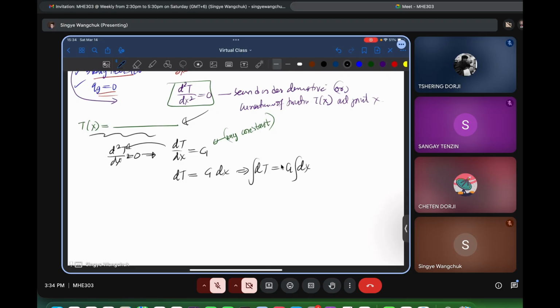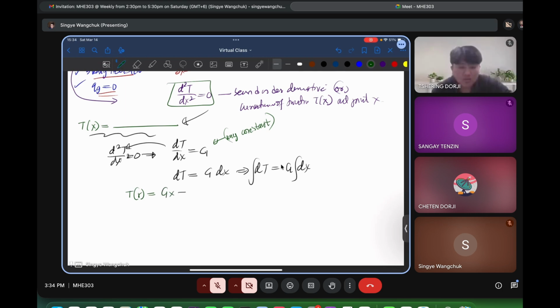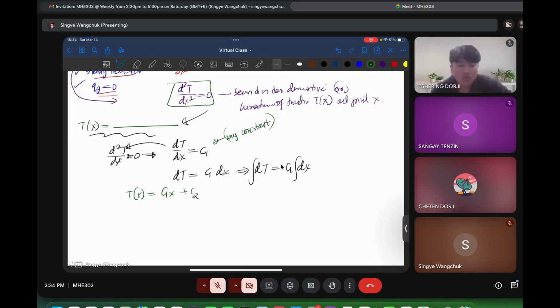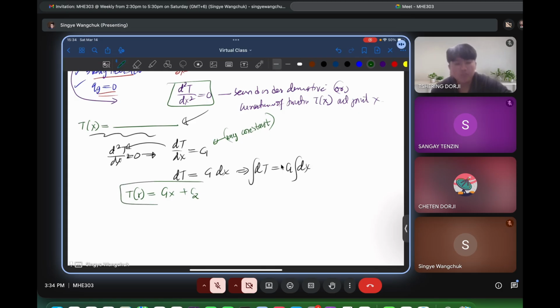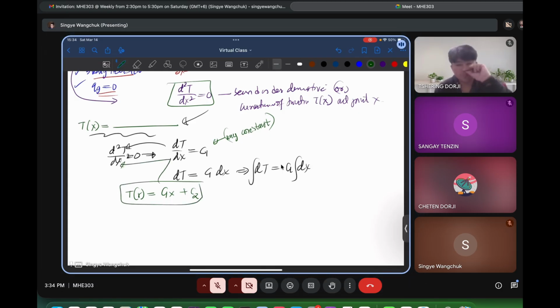I will get T as a function equal to C1x, and we have to add once again C2. So this is the solution for this differential equation. Did we finish our work? No, right? We have to figure out C1 and C2. What are C1 and C2? Constants 1 and 2, to have the exact solution.